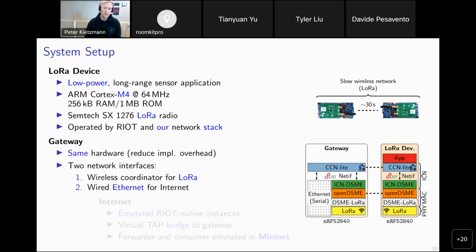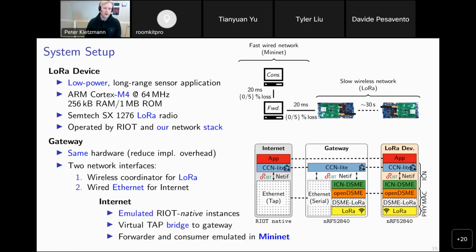To reduce implementation overhead, we deploy our gateway on the same hardware as the sensor application, although in practice, these gateways are not constrained in memory or energy. Our gateway acts as a coordinator for wireless nodes, and it operates a second Ethernet-based interface, which connects to a common Linux-based workstation that bridges to a virtual tap bridge. Now, the fast internet is emulated by RIOT native instances, which allows to execute the same code in a Linux process. Thereby, we emulate two internet nodes in Mininet, one forwarder and a consumer. Both links expose a latency of 20 milliseconds, and we vary the link loss between 0 and 5%.